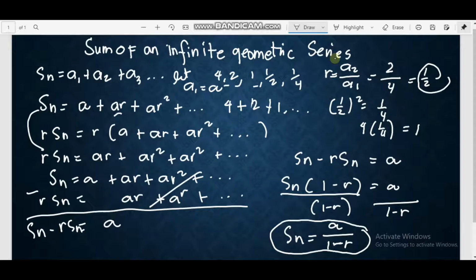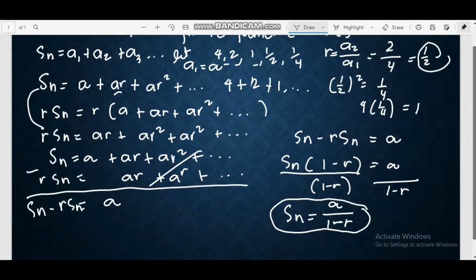So this is the formula in finding the sum of infinite geometric sequence. Now this is not the question asked. I just explained this, how it is derived somehow.